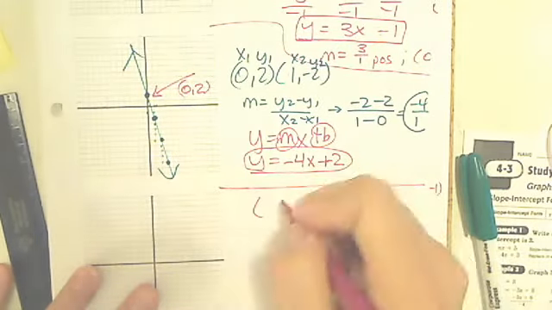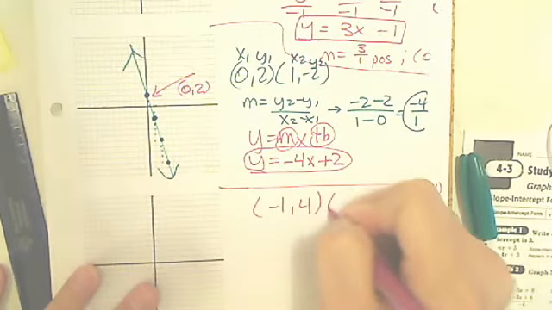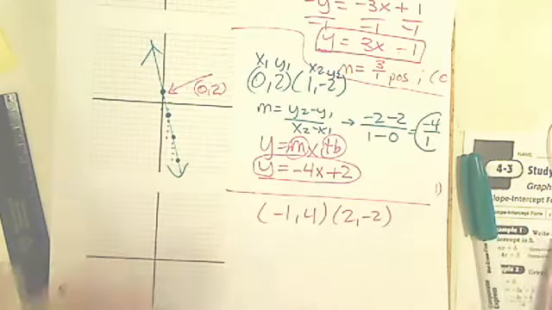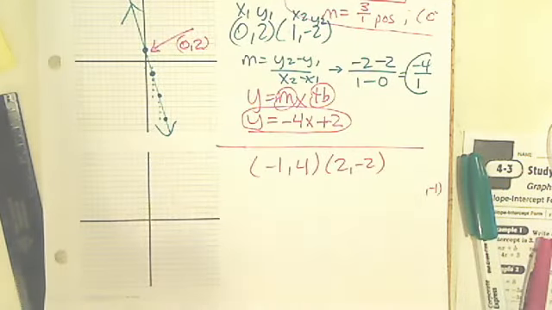I'm going to walk to this side of the room now. Negative 1, 4, 2, negative 2. Be careful about the signs here because, again, first period some students did the slope too fast and messed it up.